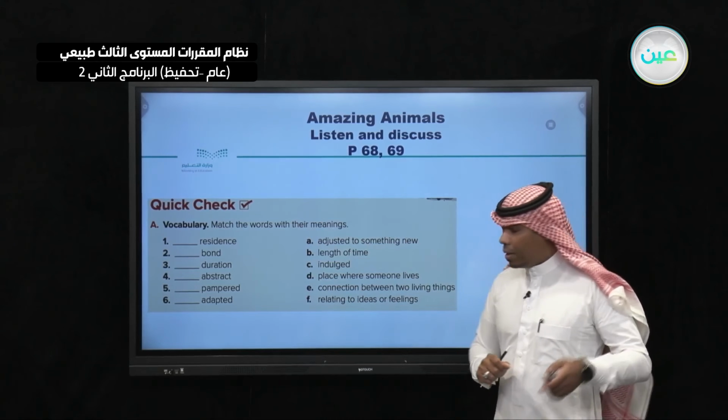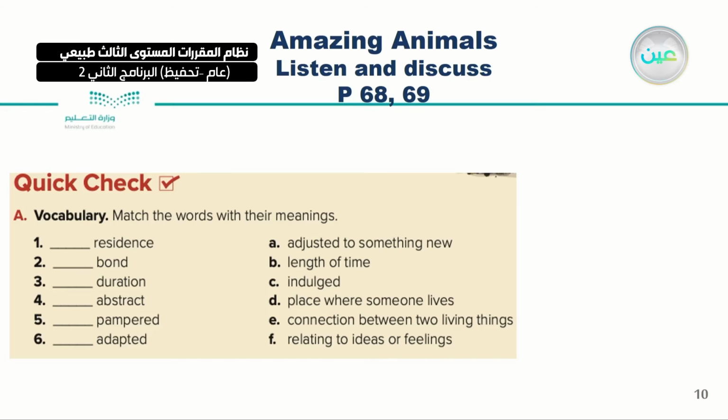Are you ready? Let's start. Number 1, residence. We said Humphrey lives in the Prime Minister's residence. Okay, what does it mean, residence? It means D, place where someone lives.